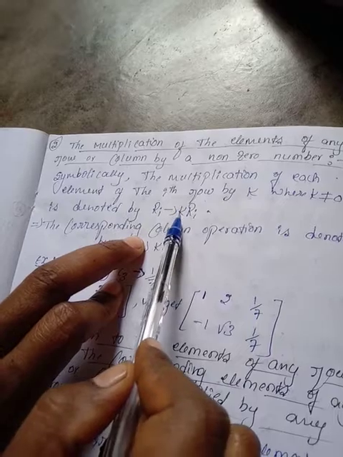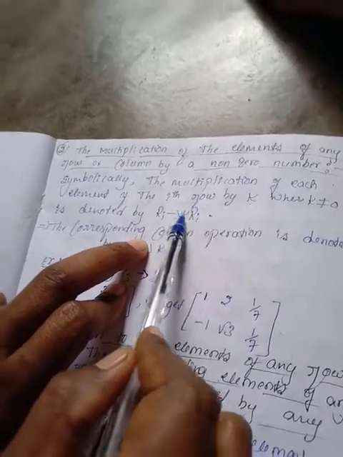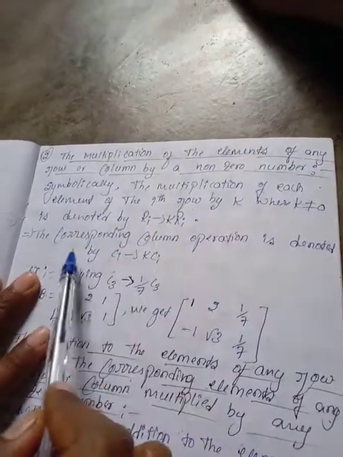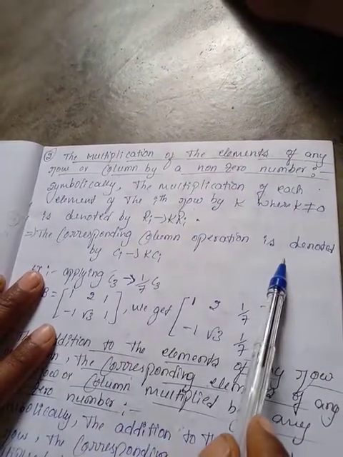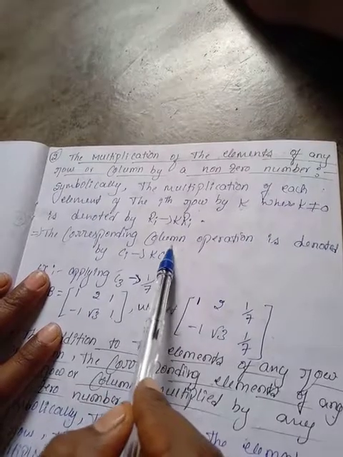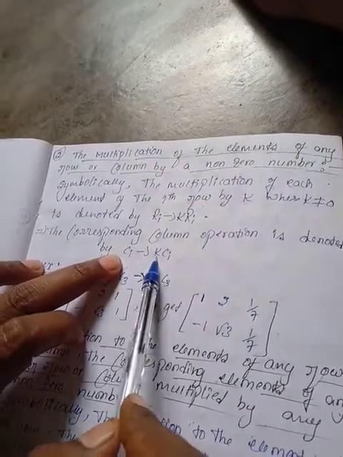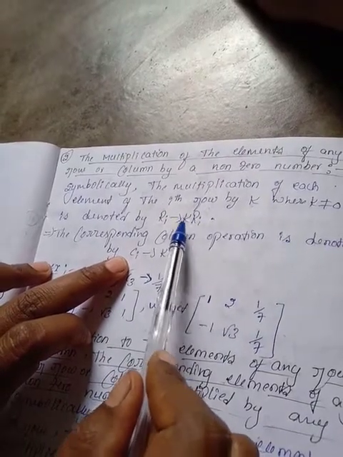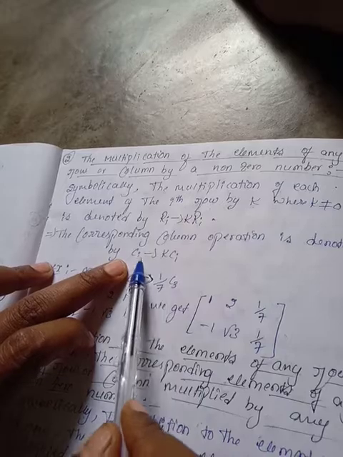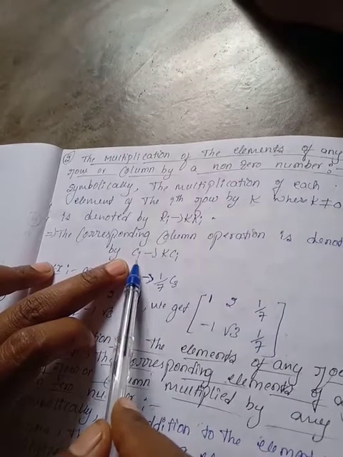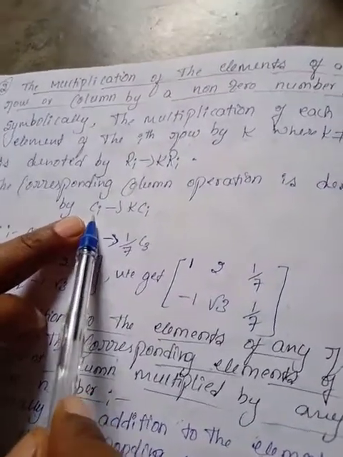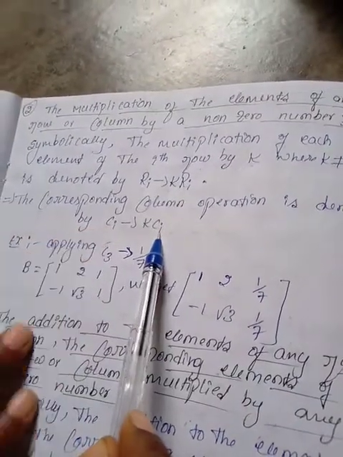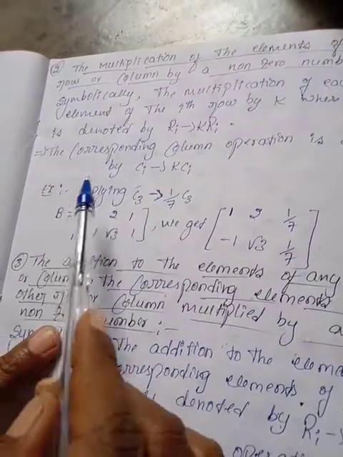If you multiply any constant row wise, that is constant into the ith row, and if you multiply column wise by Ci, it is equal to k into Ci. If you multiply any constant row wise, you get k into Ri. If you multiply any constant column wise, that is only the ith column, Ci is equal to k into Ci. In the same way, take one example.